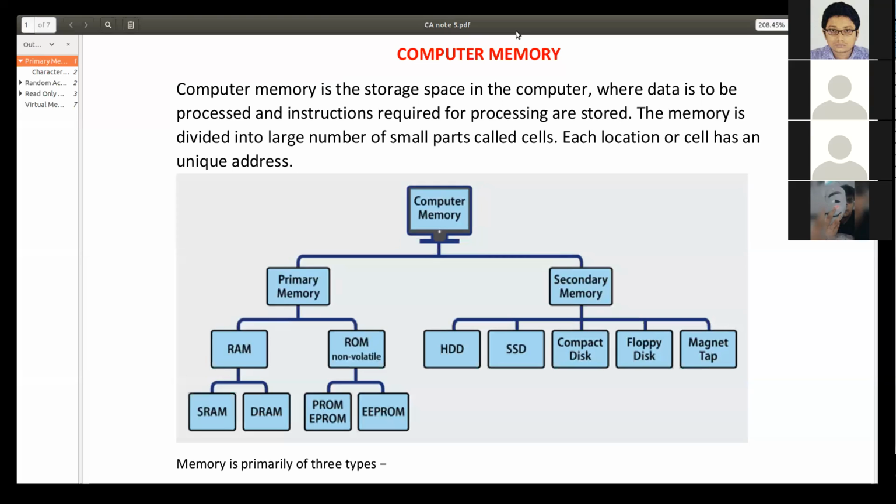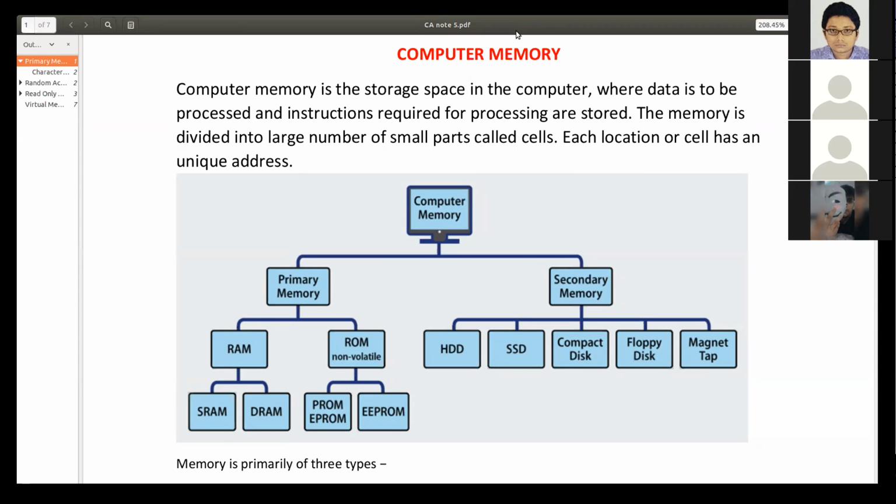So overall, if you ask what is computer memory, the answer is that it's a storage of the computer. Storage of what? Storage of data as well as instructions, everything basically stored in the computer. A single memory is divided into different small parts. Each and every part is known as a cell.